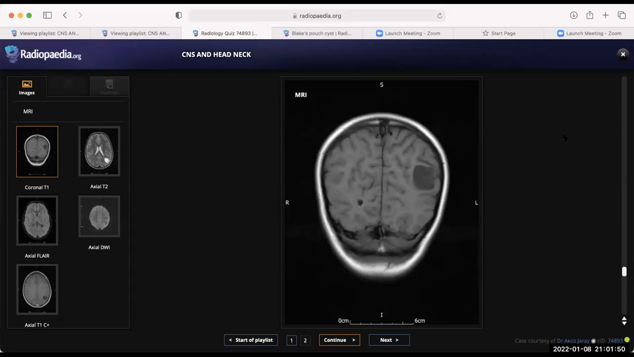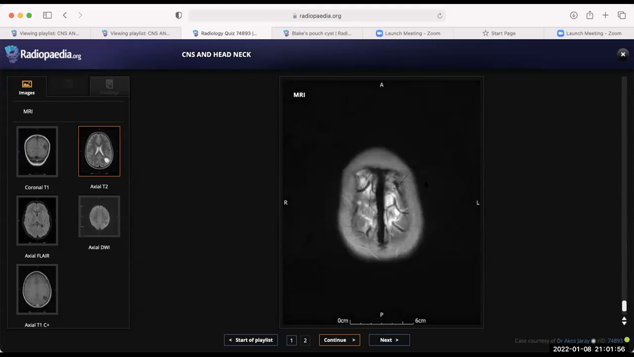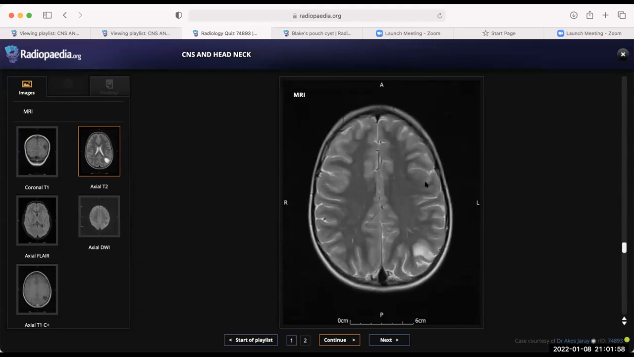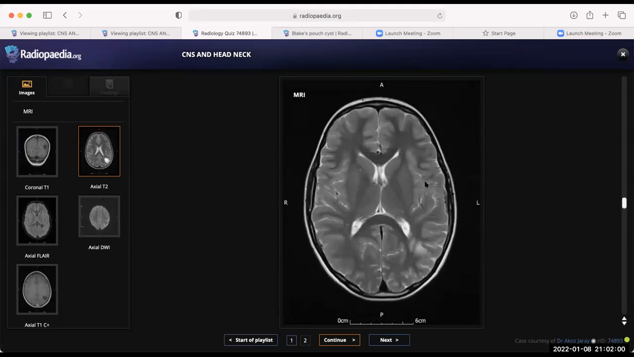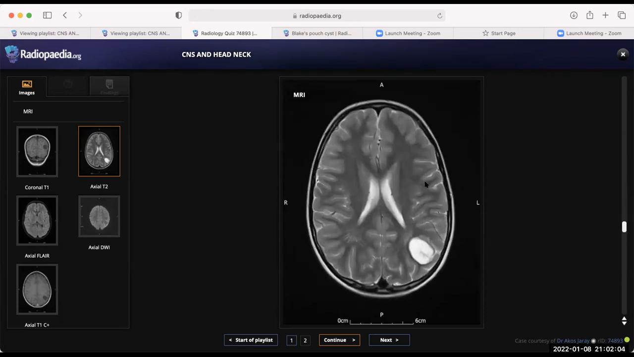I just want to see it on the rest of the sequences. Please, can you show me? Okay, so on T2 weighted image, it is returning hyperintense signal with a surrounding low signal intensity rim. It is also extending to involve the subcortical white matter.